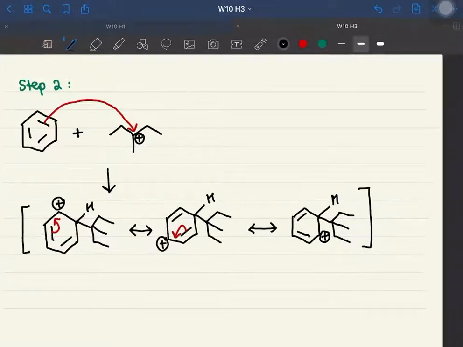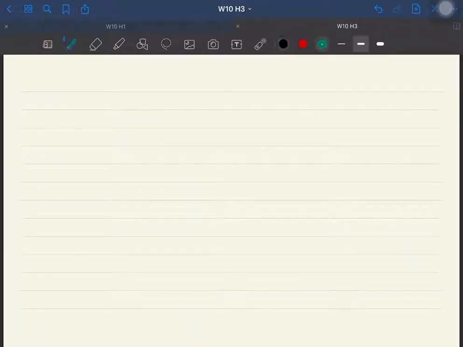Now we'll proceed to step number 3, where we are going to lose the hydrogen from the carbon. So for step 3, we'll take one of the resonance structures. So we have H positive.